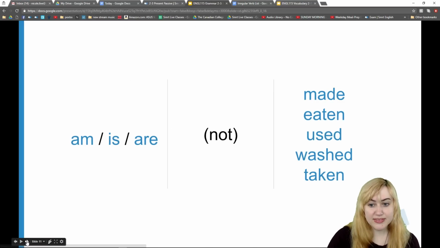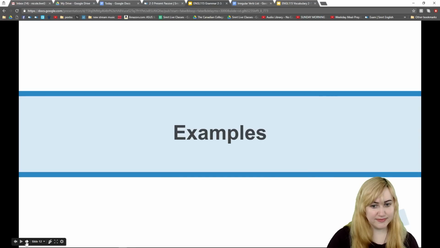Okay. So again, here's how to make negatives. To make present simple passive negative, we use am, is, are, plus not, plus our verb 3. Made, eaten, used, washed, taken. These are examples of verb 3. Okay, and just a few more examples.